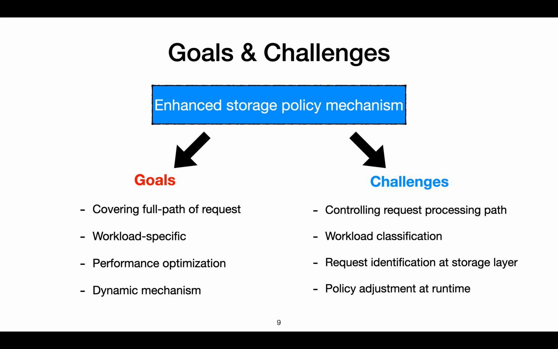The first one is how to control the request processing path, and the second one is the workload classification and requirement determination. The third challenge is the request identification, which comes from the fact that the source information of the request is unknown to the storage layer. And the last challenge is how to adjust the policy at runtime.